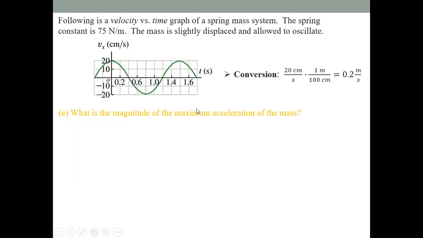All right, for part E, it asks you for the magnitude of the maximum acceleration. Here it says magnitude because it's just looking for the max, so it can be left or right depending on which side the spring is on. But let's just calculate the value of it.